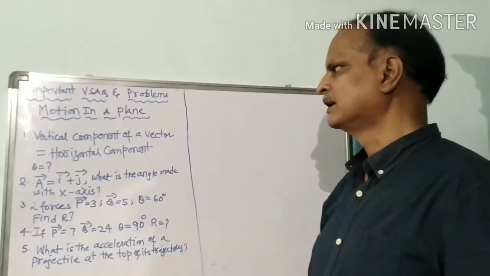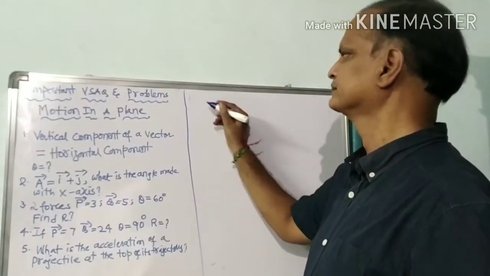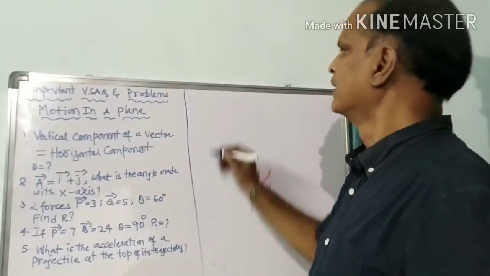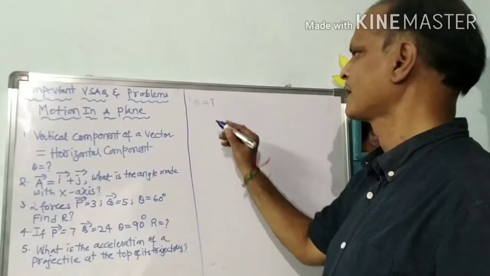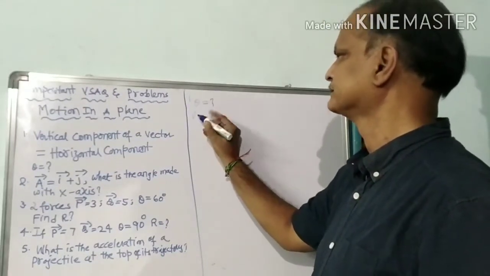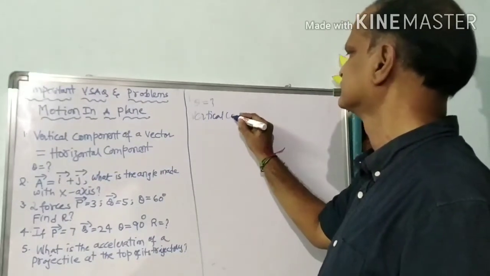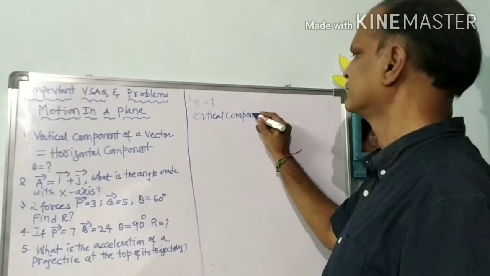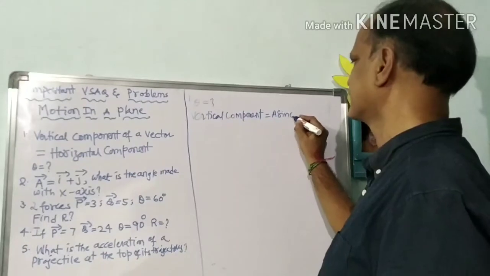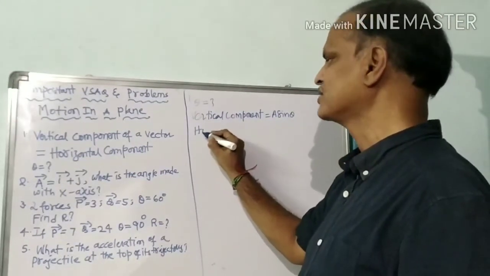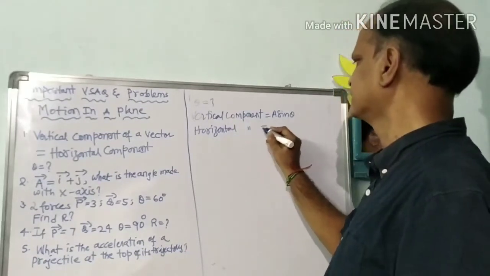So the answer for the first question: we have to find out theta. Theta is equal to how much? The vertical component we can write as a sine theta if the vector is A, and the horizontal component is equal to a cos theta.